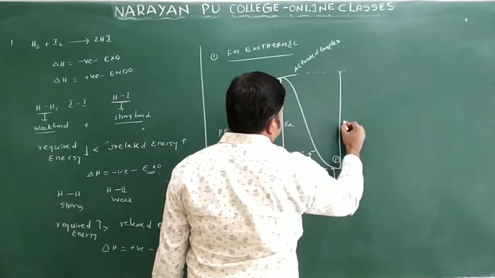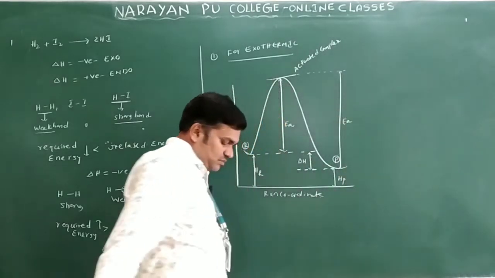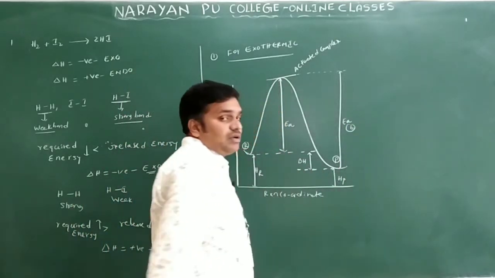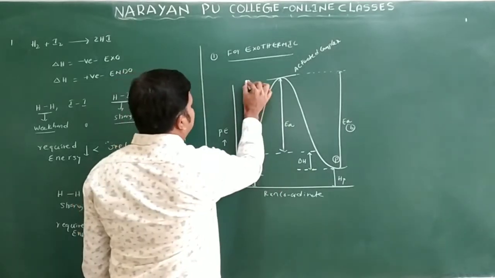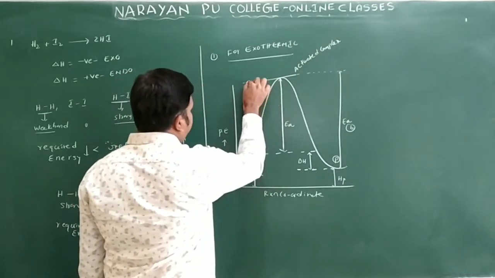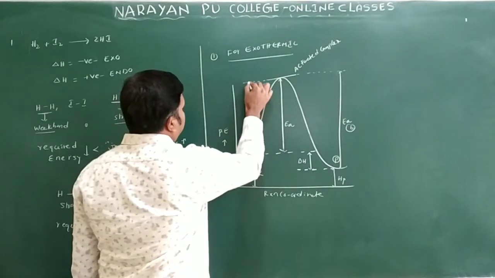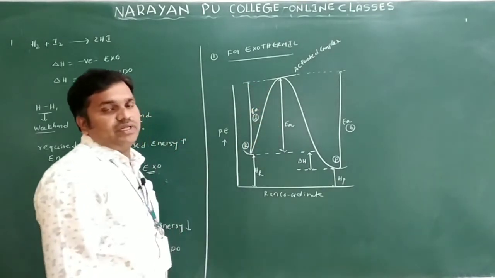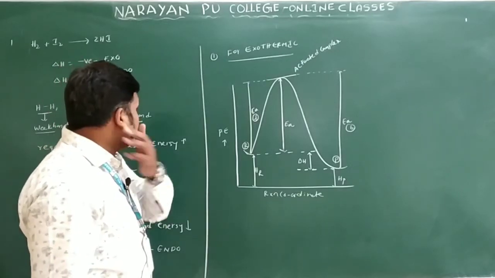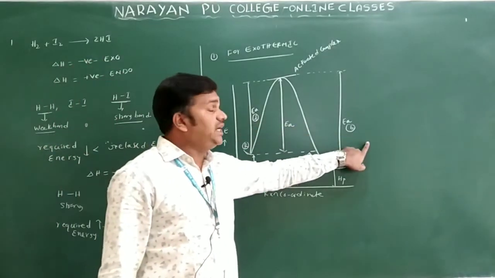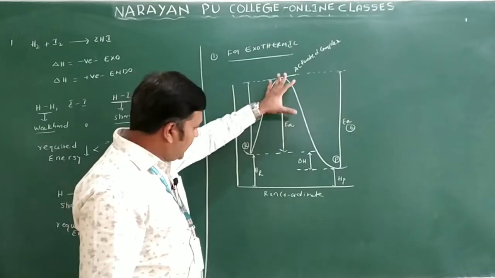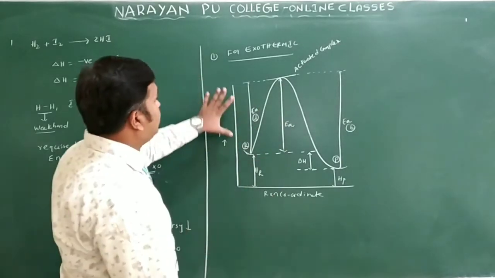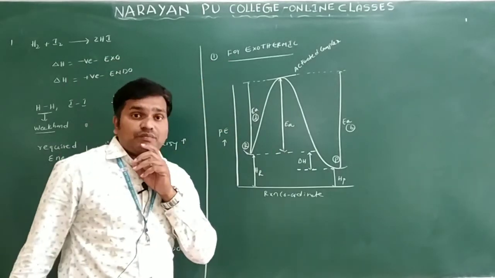So this is the activation energy, for the backward reaction. Okay, now we can extend this graph like this. Now we can take the difference here. This is the activation energy for the forward reaction. This is the activation energy for the backward reaction. This is the enthalpy of the reactant. This is the enthalpy of the product. So this is for the exothermic reaction.